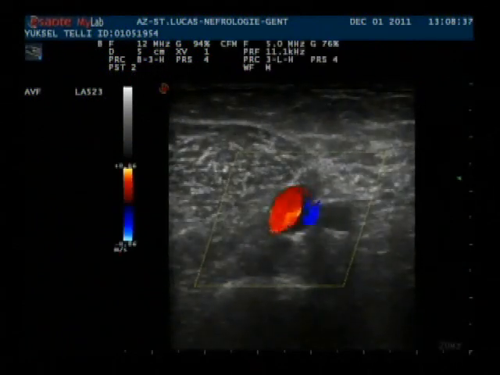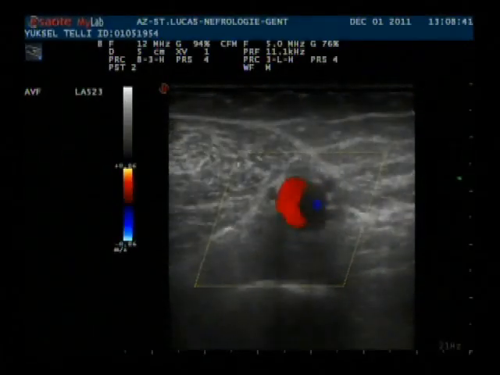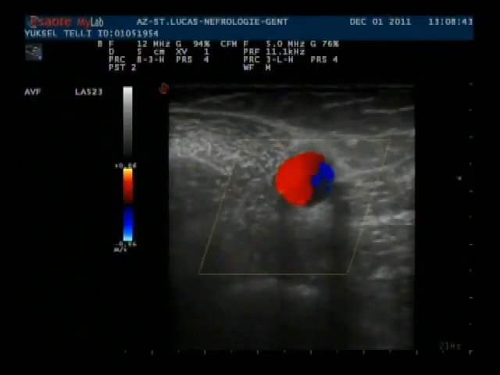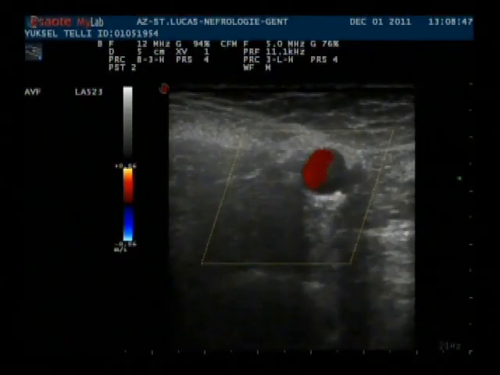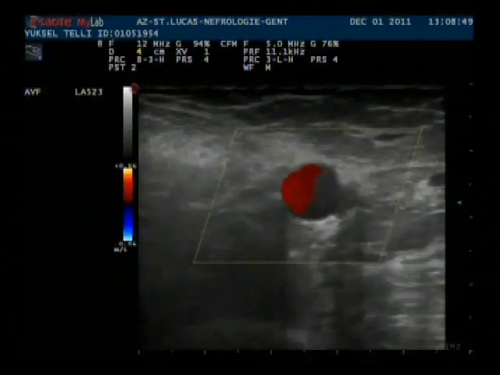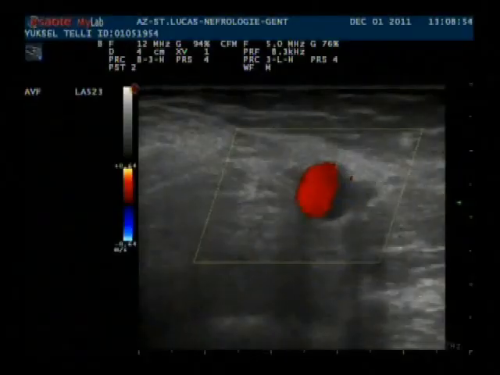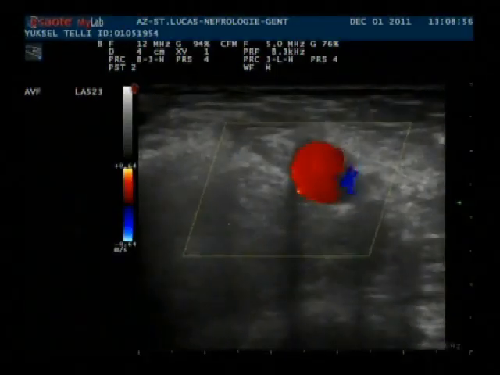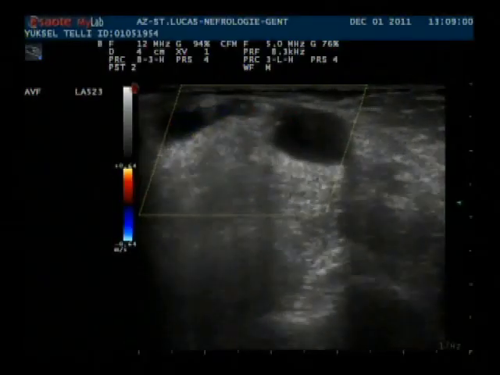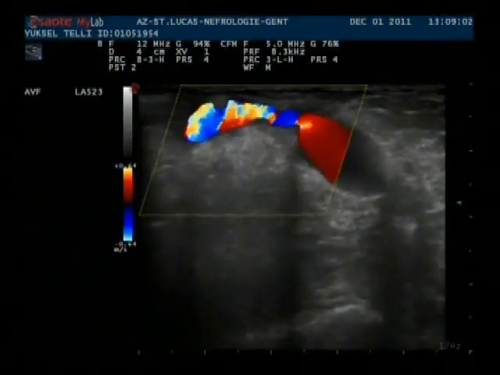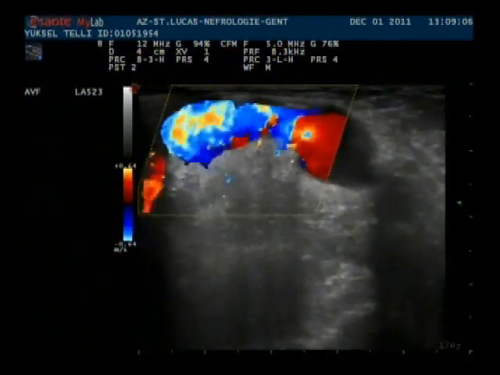We look at the brachial artery in a transverse view, and we go more distally, so towards the hand, while looking for the AV anastomosis. There's a normal laminar flow in the artery, and here we come to the AV anastomosis, and we see some turbulent flow in this area.